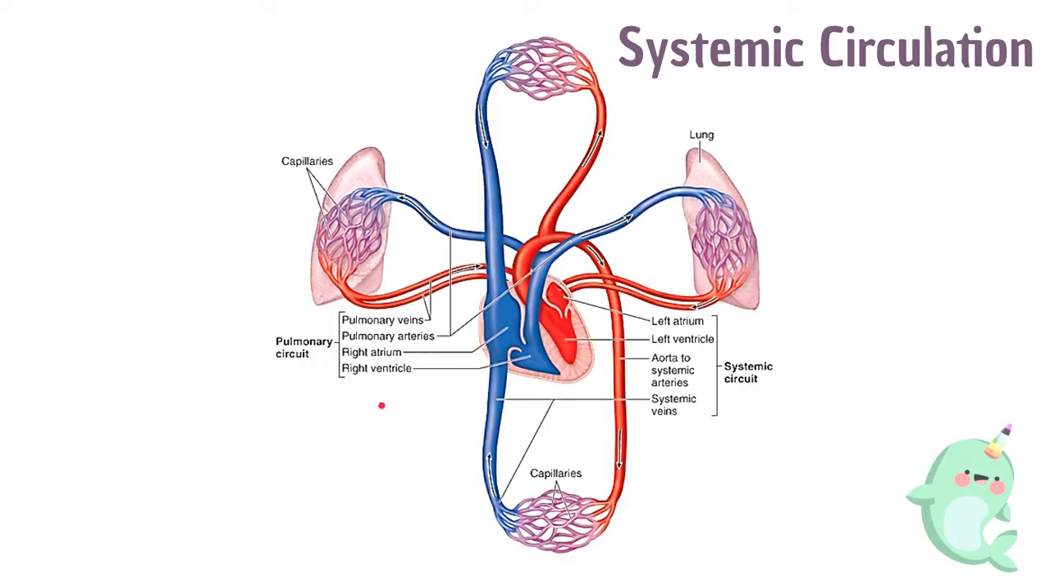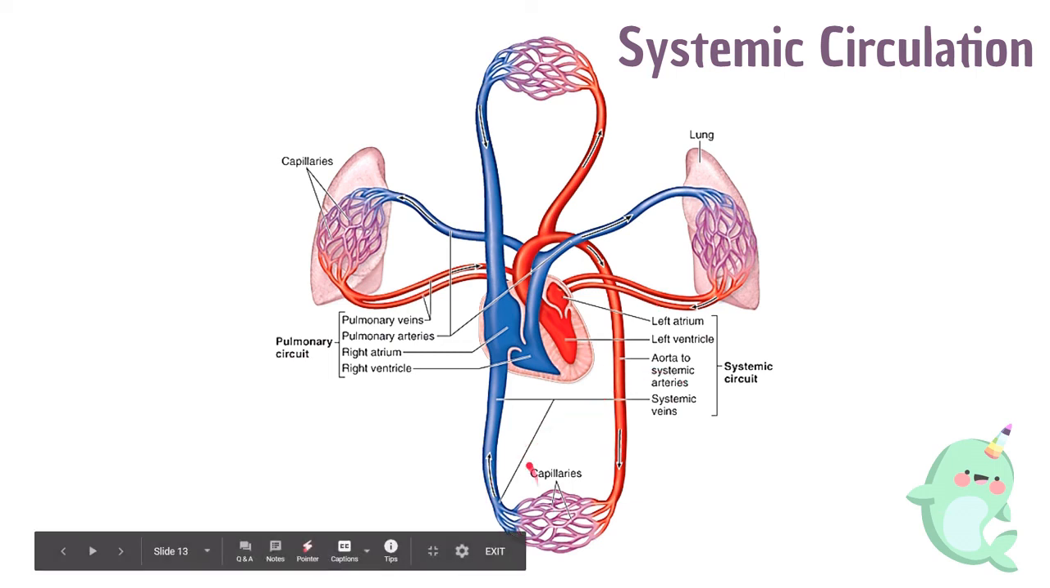The second type of circulation is called systemic circulation. So the goal here is to bring oxygenated blood towards the rest of the body to be used by cells and to return deoxygenated blood back to the heart and lungs for gas exchange. So how does it happen? It's actually a bigger picture of the pulmonary circulation.